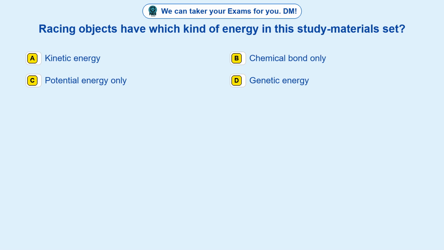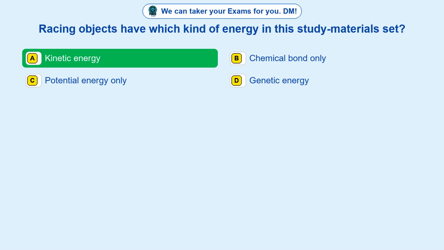Question 60. Racing objects have which kind of energy in this study material set? Option A, kinetic energy. Option B, chemical bond only. Option C, potential energy only. Option D, genetic energy. The correct answer is option A, kinetic energy.